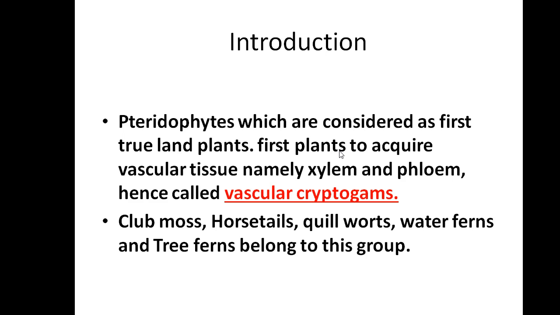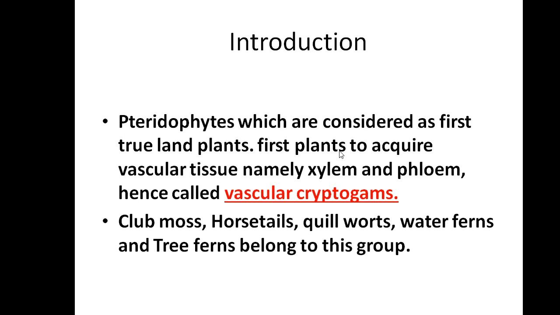Okay, so the introduction. Pteridophytes are considered the first true land plants. I already told you the bryophytes are also called amphibians of the plant kingdom, or non-vascular cryptogams, because they do not have xylem or phloem, any vascular tissue. But they are able to grow in water as well as on land, so they are called the amphibians of the plants. Likewise, the pteridophytes are also considered the first true land plants.